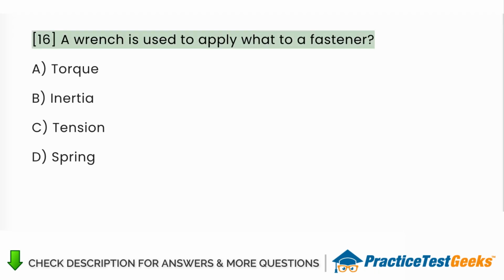A wrench is used to apply what to a fastener? A. Torque. B. Inertia. C. Tension. D. Spring.